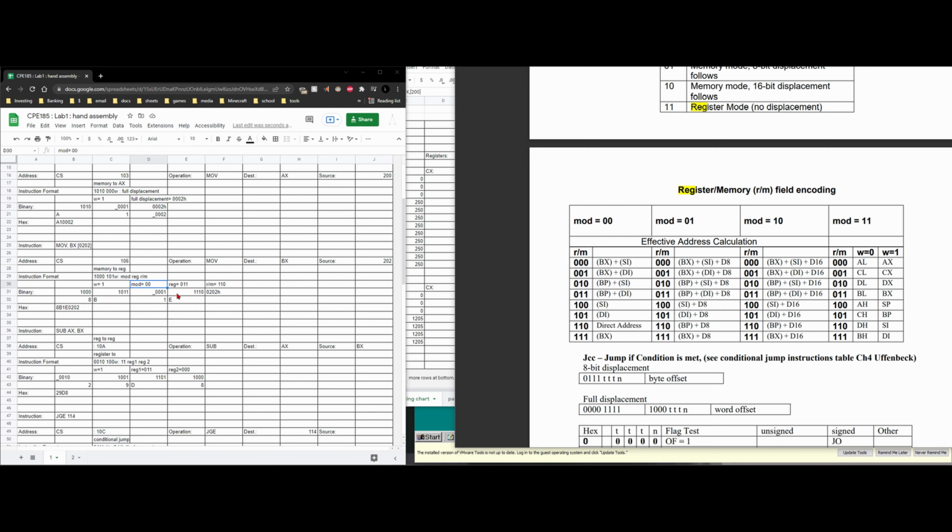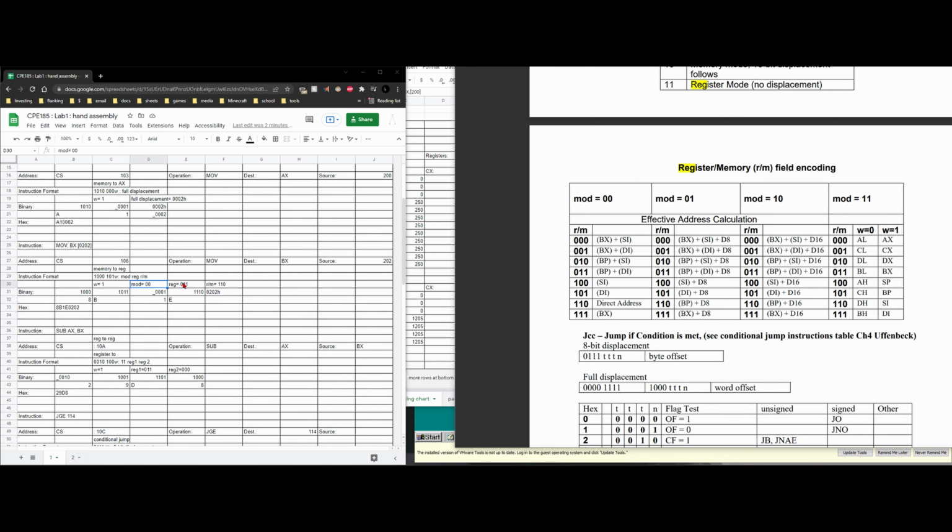Our register, we can look. We know it's going to be a B of x. So if we look inside of here, our register, B of x, we can find it right here. This is the register part we're looking at. We can see that the B of x, if W is equal to 1, we are going to have 0, 1, 1. So our register is 0, 1, 1. I believe we're always starting this with the mod at 0, 0.